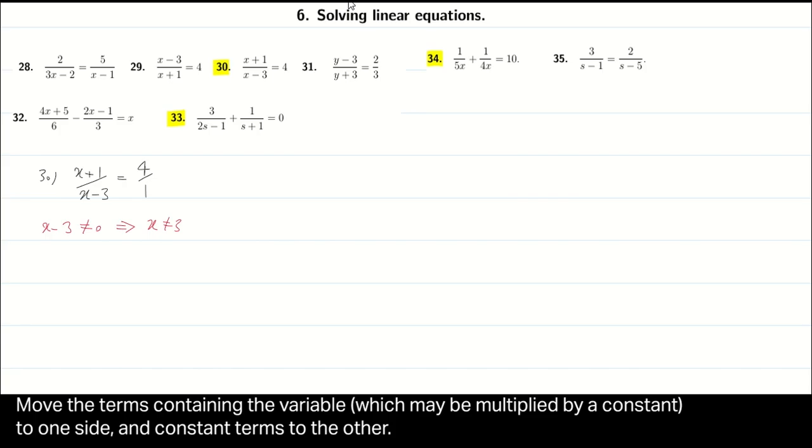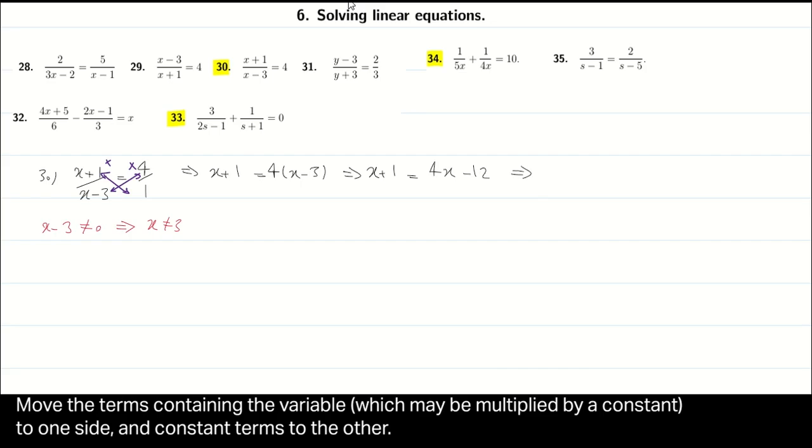Now we can proceed with the cross multiplication. So we have to multiply x plus 1 by 1 in here. And we have to multiply x minus 3 by 4. And we set them to be equal to each other. So we have x plus 1 on the left hand side, and we have 4 times x minus 3 on the right hand side. I'm going to write the expression on the left hand side again, and I'm going to expand the expression on the right hand side, which would be equal to 4x minus 12.